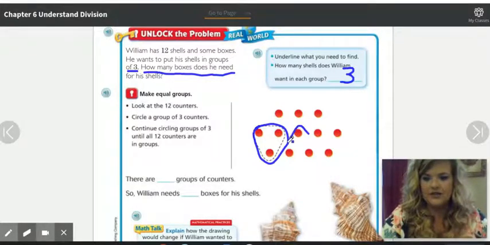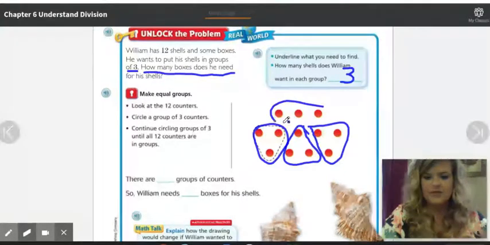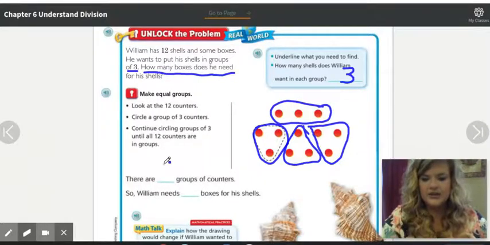So now I need to go over here and I'm going to circle another one. And if you have drawn these out, then I want you to be circling these with me too. Okay. I'm going to circle another group of 3. 1, 2, 3. And then I can go up here to the top, and that left me one more. Okay. Now, how many groups did that make me? That made me 4 groups of 3.